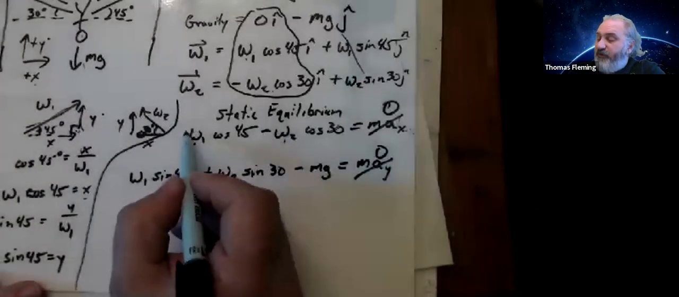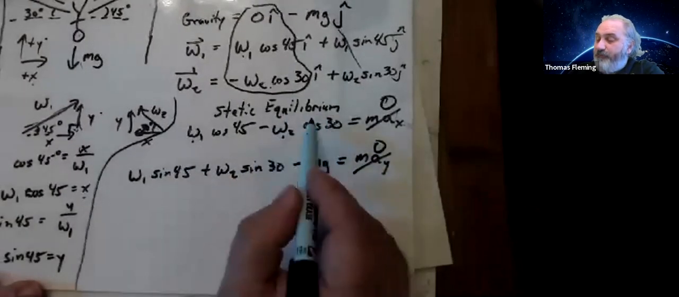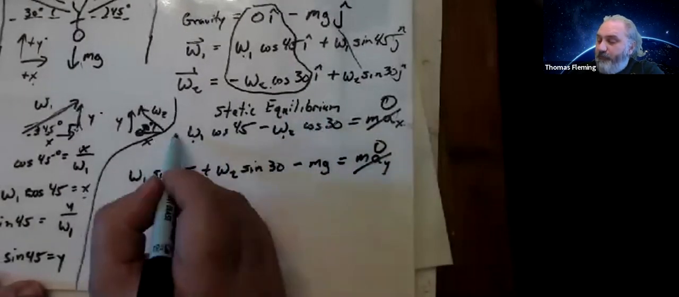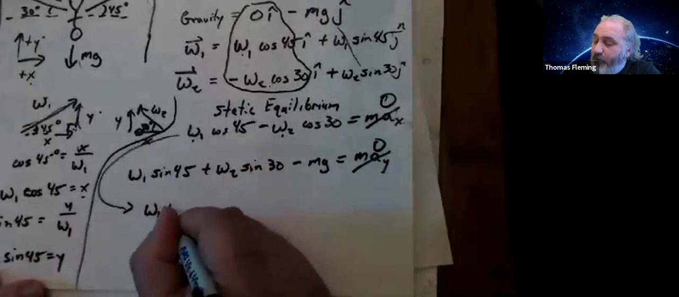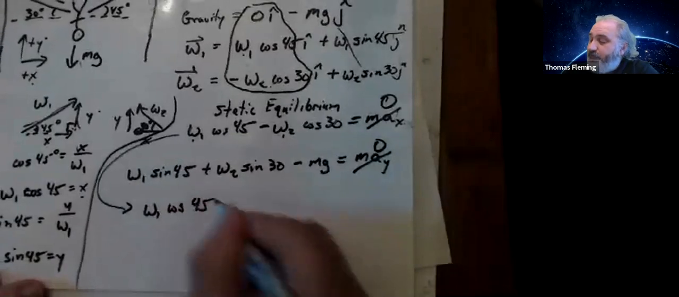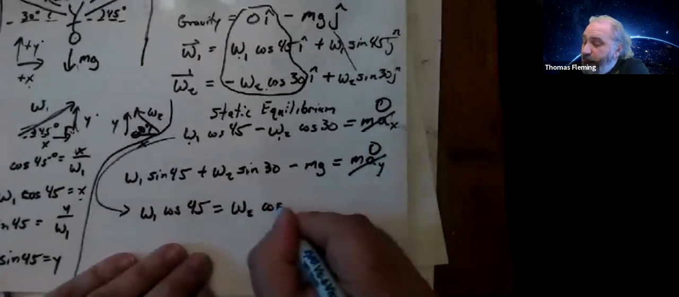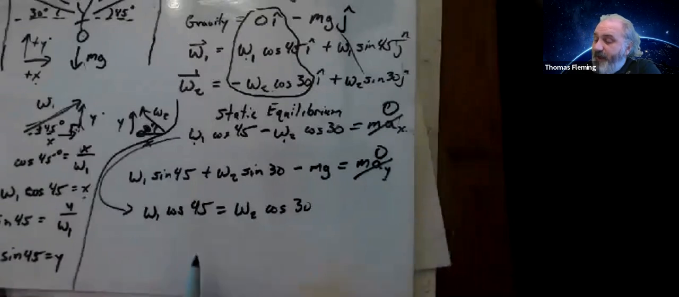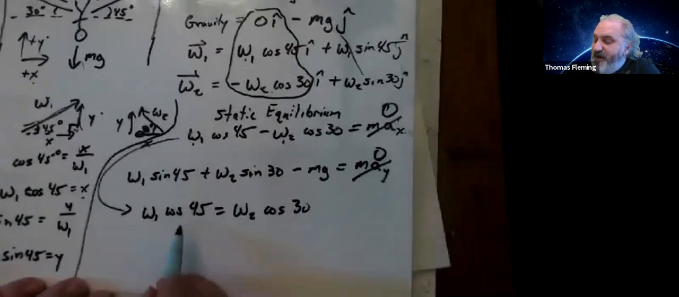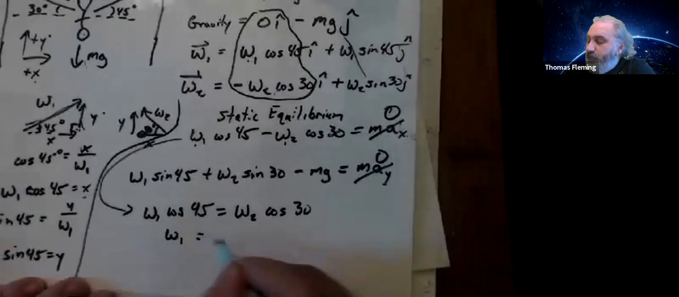The easiest way to do that is to take this negative term and add it to both sides. So on the left-hand side, W1 times the cosine of 45 is going to have to equal W2 times the cosine of 30. So far, so good. Then I can get this cosine of 45 out of here by dividing both sides by the cosine of 45.